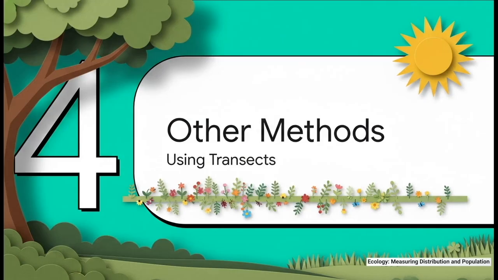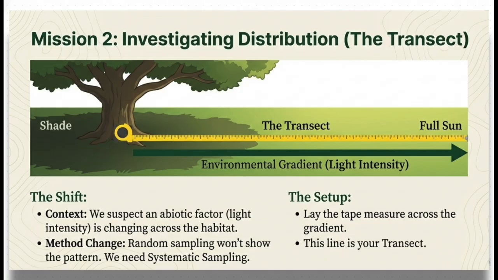Random sampling is fantastic for getting an average number across a whole, fairly uniform area. But what if you're not interested in the average? What if you want to know how the number of daisies changes as you walk from the shady bit under a tree out into the full sun? For that kind of investigation, you wouldn't use random sampling. You'd use something called a transect.